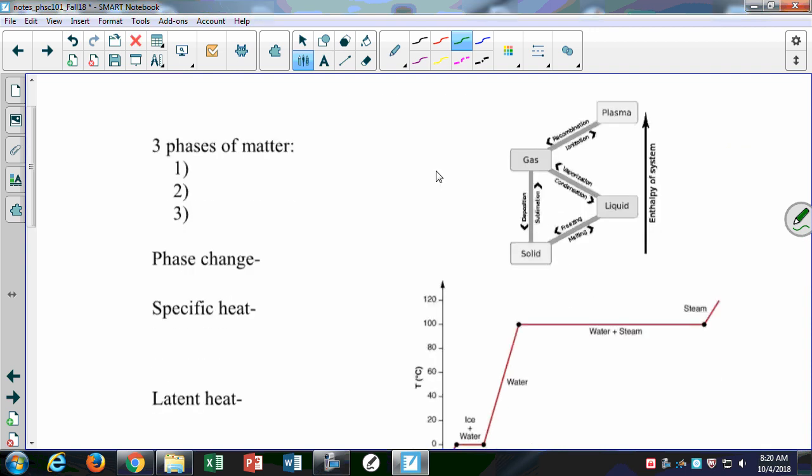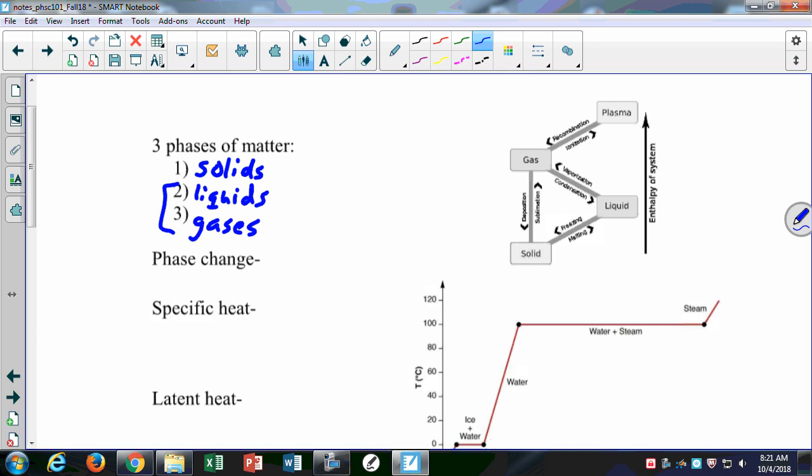All right, there are three phases of matter. I think y'all know this. I mean, you've had it since probably first grade almost. Solids, liquids, and gases. Remember, liquids and gases are both fluids. That's important for the previous chapter that we had.